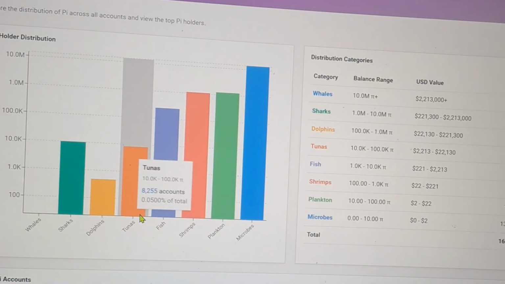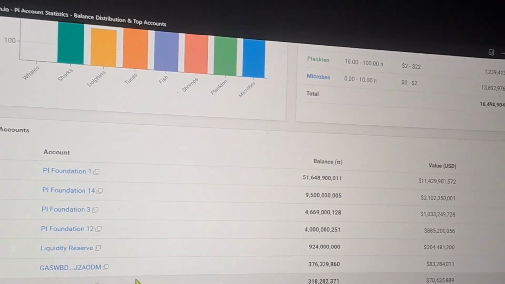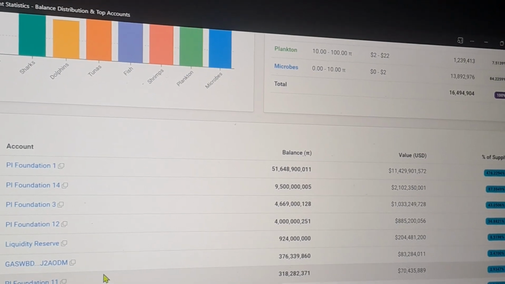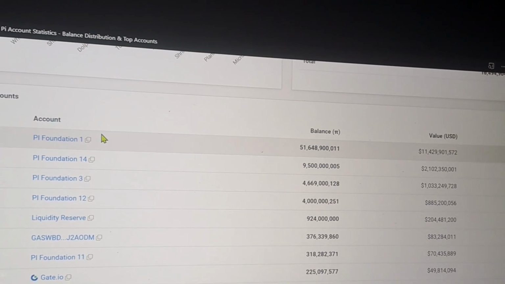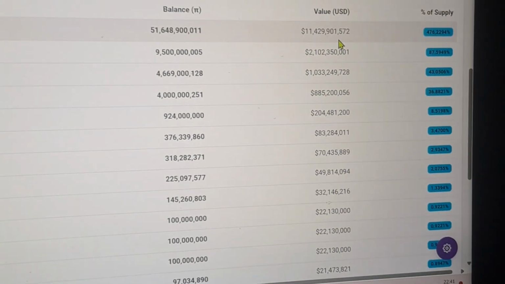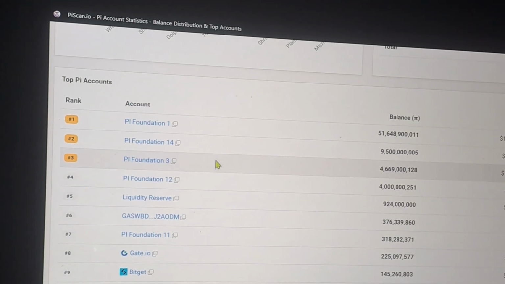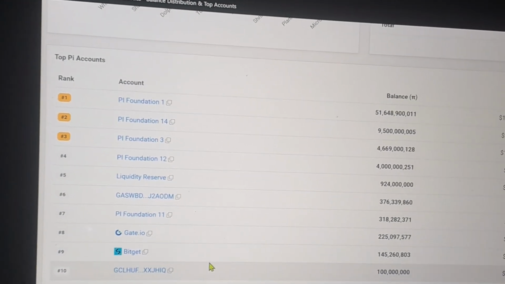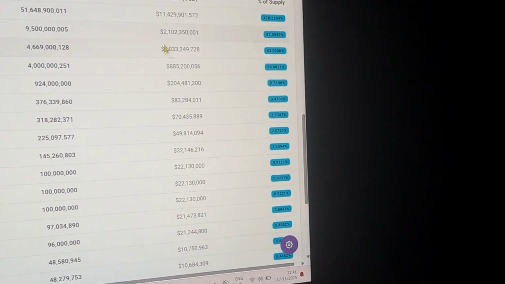Okay, now down here we have top Pi accounts. These are wallets that hold the largest Pi balances. You can see the first one is the Pi Foundation one, which holds 51 billion Pi, worth 11 billion US dollars. Wow. I think it is the biggest account. Then it is followed by Pi Foundation 14, Pi Foundation 3, and so on downwards. Their balances and value depend on the current price of Pi.